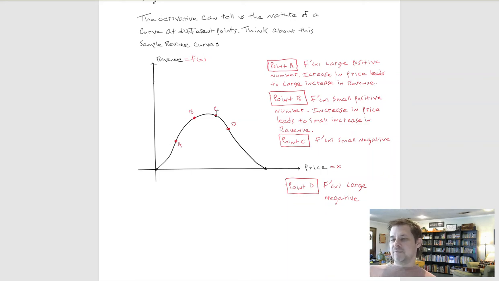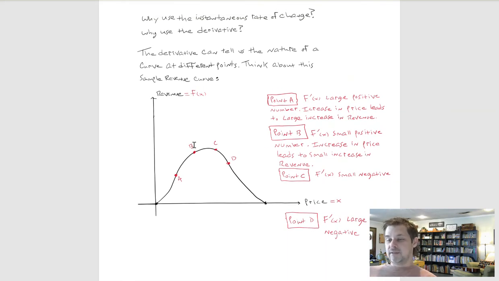And at point C, f prime of x, the derivative is a small negative number. So when you get to this point in the curve, or any point past the peak, increases in price actually lead to less revenue. Here an increase in price would lead to a small decrease in revenue. And at point D, because the derivative is a large negative number, an increase in price would lead to a large decrease in revenue. So the derivative tells us how revenue is sensitive to price across various points in the curve.